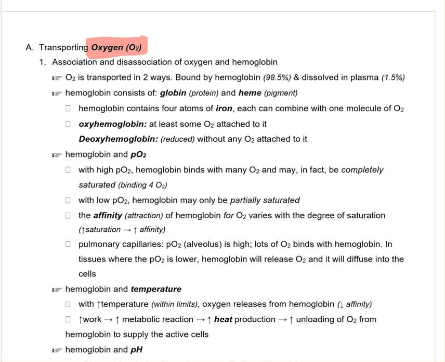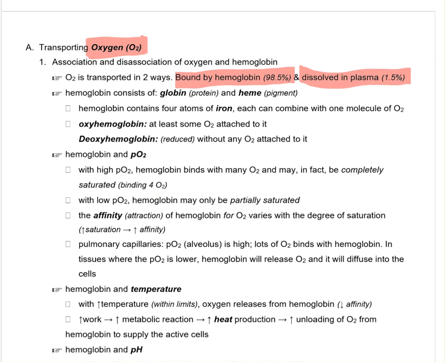All right, so the first thing we want to do is look at the different ways that oxygen can be transported from the alveoli to the blood, and then out of the blood into the tissue cells. Now, you know a little bit about this already because you know about hemoglobin. So there are two ways that oxygen can be transported. One is bound by hemoglobin, and the other is dissolved in plasma.